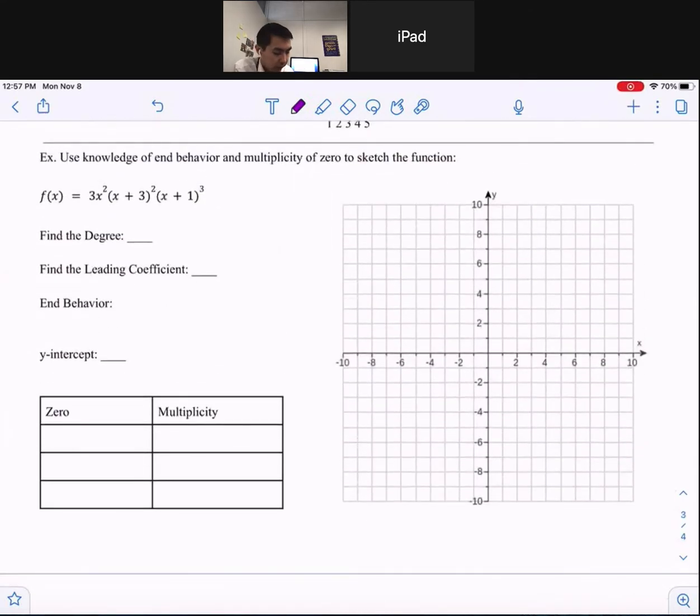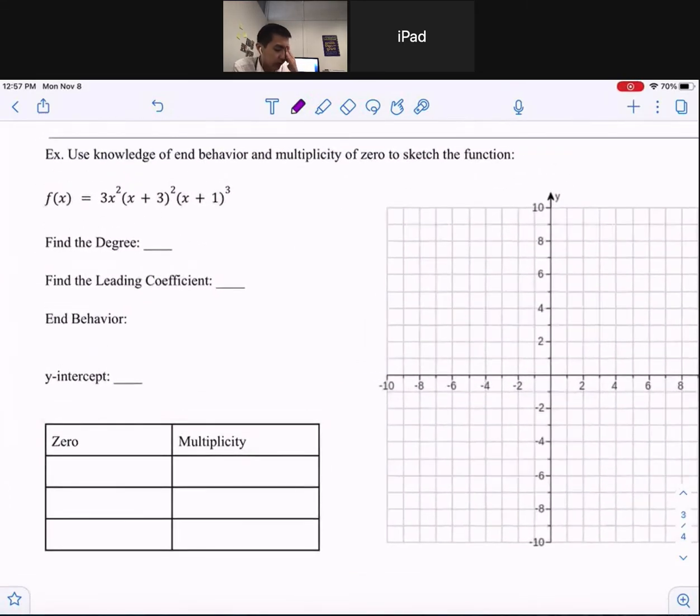And now we have this. We're going to go a little bit faster. Degrees: 2, 2, 3. 2 plus 2 plus 3 is 7. So the highest degree is 7. Coefficient: 3 times 1 times 1, which is 3. So the leading coefficient is positive, and the degree is odd. So it's going to be down and then up.